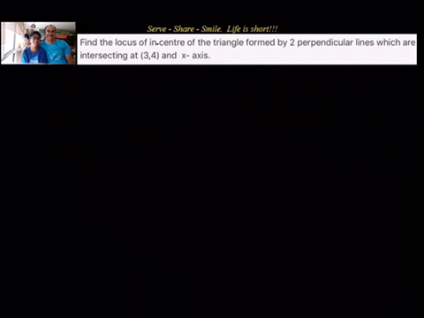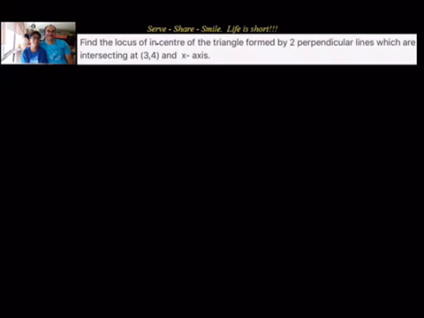Let us look at this interesting problem related to coordinate geometry. Find the locus of incenter of the triangle formed by two perpendicular lines which are intersecting at (3, 4) and the x-axis. We have to find the incenter of the triangle, and the triangle is formed by two lines which are intersecting at 90 degrees, with the point of intersection (3, 4), and there is the x-axis.